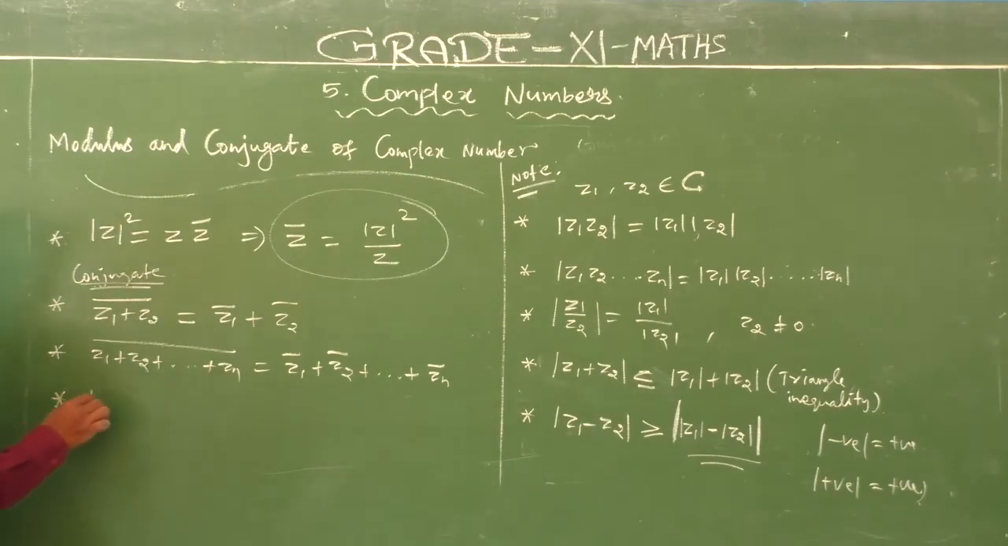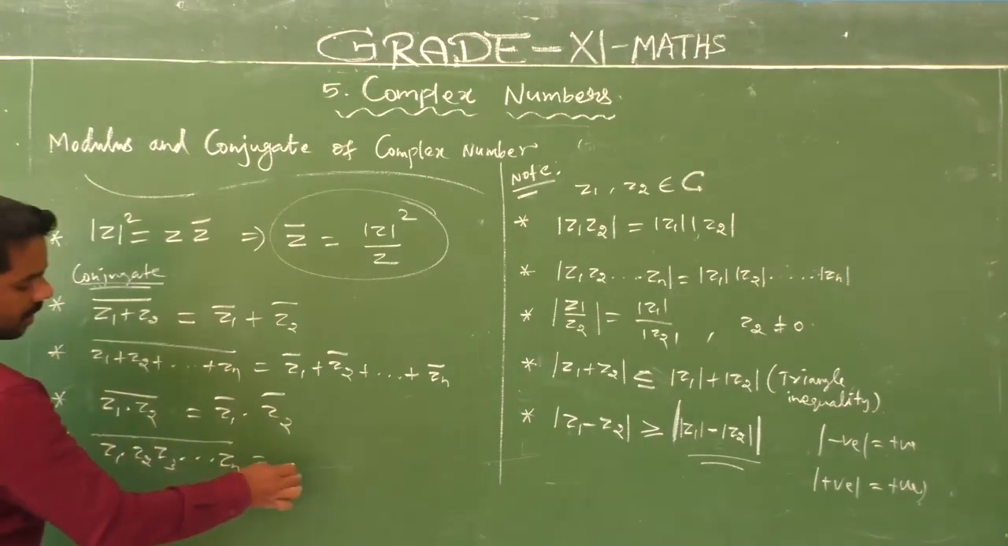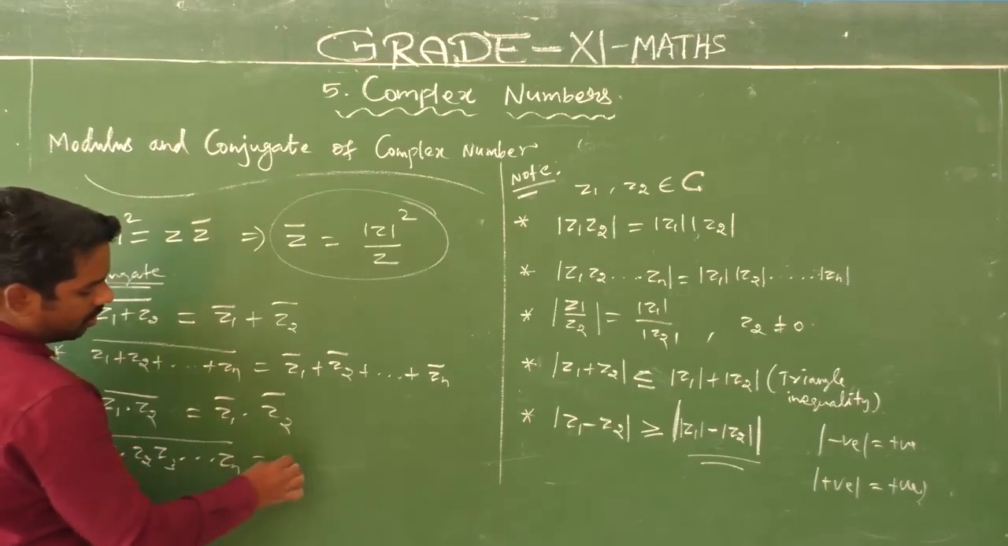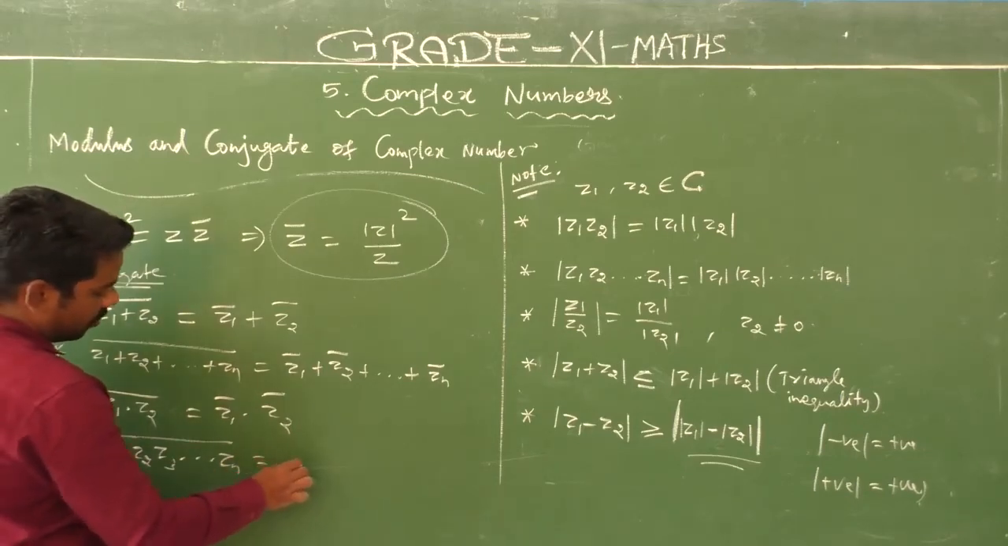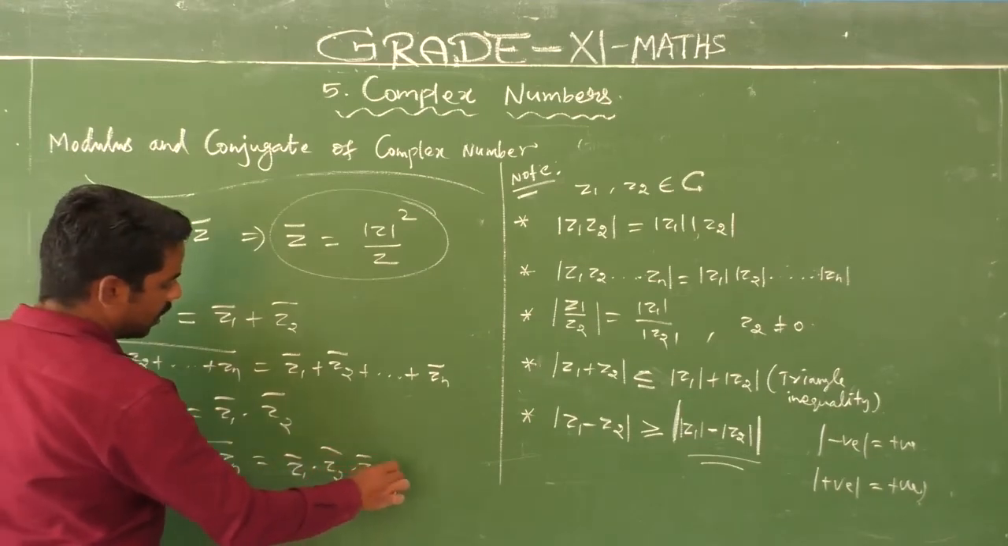And the conjugate of z1 into z2 is written as z1 bar into z2 bar. And another one, z1 into z2 into z3 and so on up to zn. The conjugate of a product of complex numbers is written as the conjugate of each term. So z1 bar into z2 bar into z3 bar and so on up to zn bar.